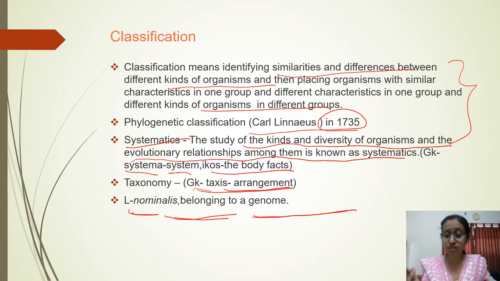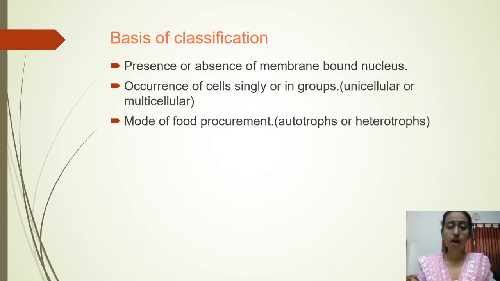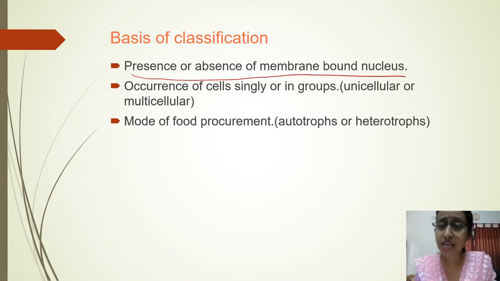Let us move on to what is the basis of classification now. How are we classifying the organisms? What are the bases of classification? The first one is the presence or absence of a membrane-bound nucleus. This is the basic characteristic of classification. All eukaryotes have membrane-bound organelles such as the nucleus and other cell organelles, but all the prokaryotes do not have these. So, this helps in classification of different organisms, that is the presence or absence of a membrane-bound nucleus.